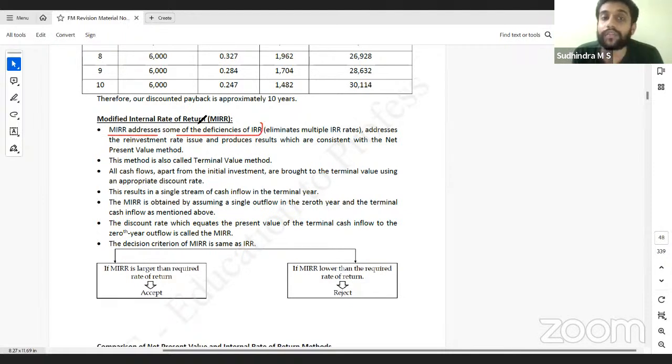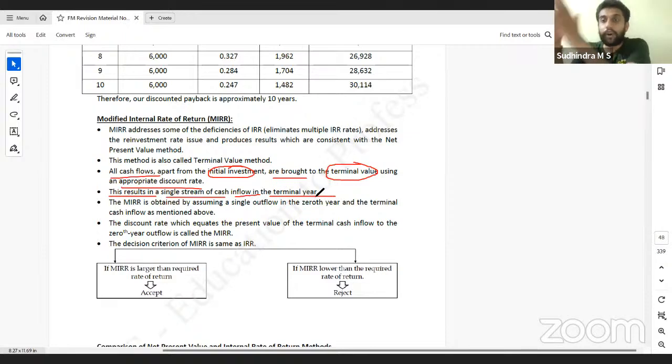MIRR addresses some of the deficiencies of IRR, eliminates multiple IRR rates, addresses the reinvestment rate issue, and produces results which are consistent with NPV. Calculation will not be asked. However, the concept of modified IRR can be asked in the exam. All cash flows apart from the initial investment are brought to terminal value using an appropriate discount rate. This results in a single stream of cash flows in the terminal year. So in the terminal year, we will have one cash flow.